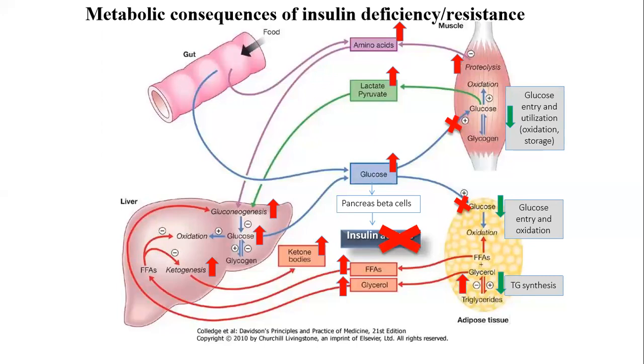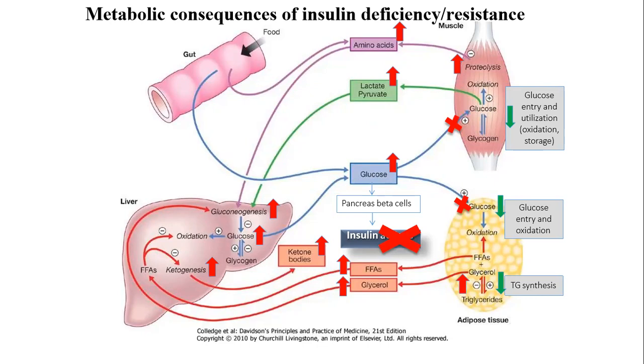That will result in hypercholesterolemia and excessive glucose in the body. In this case, again, there will be increased proteolysis resulting in increased amino acids in the body. Then there will be increased lactate and butyrate in the body resulting in gluconeogenesis. So in this case, ketones will be high, free fatty acids will be high, glycerol will be high. So oxidation will be taking place in this type of patient.